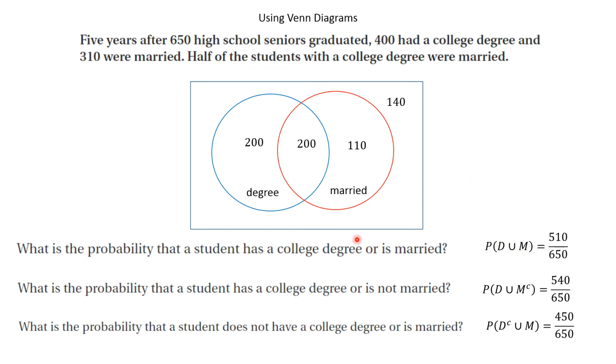And so having this Venn diagram as an organizational piece makes these problems much easier. And notice, once I had it set up, these ones we just had to figure out which numbers we add together, and we're done.